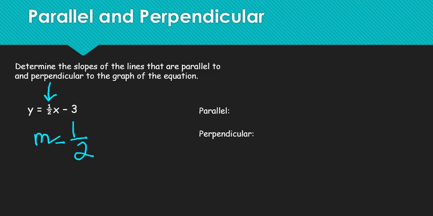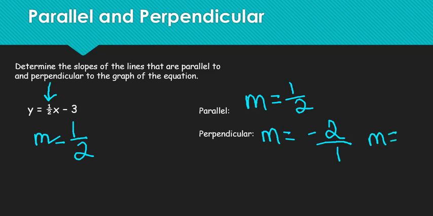So parallel just means it's going to be the same slope. Perpendicular means first we have to change the sign, so since it's positive, it'll be negative, and then we flip the fraction. So instead of 1/2, it'll be 2 over 1. You don't have to leave it -2 over 1, you can just say -2 if you'd like.